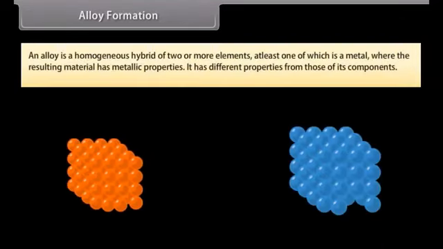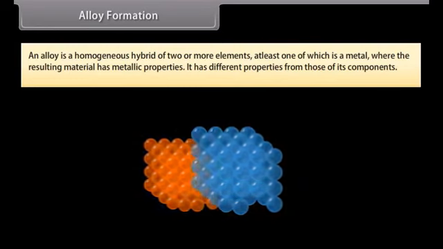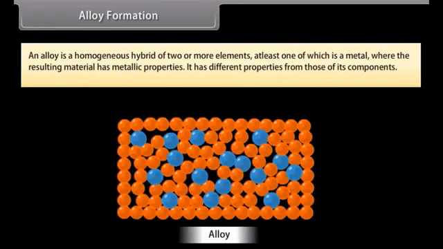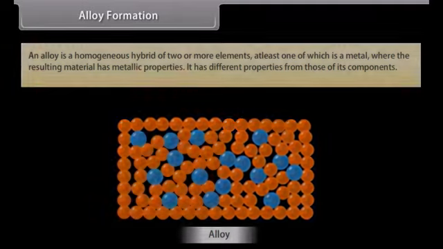Alloy formation. An alloy is a homogeneous hybrid of 2 or more elements, at least one of which is a metal, where the resulting material has metallic properties. It has different properties from those of its compounds.